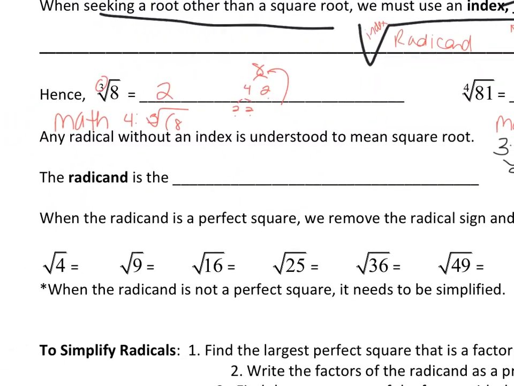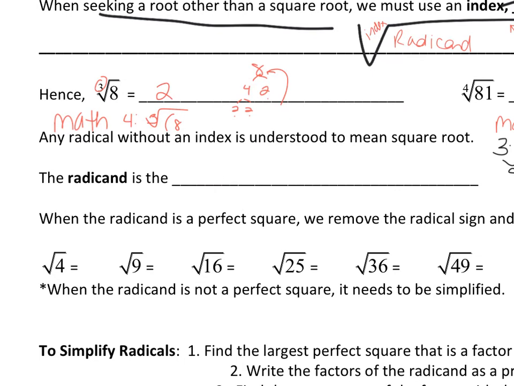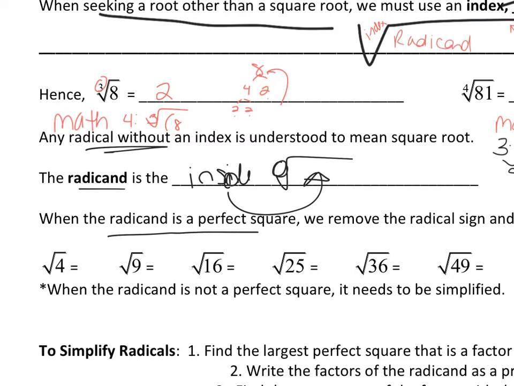Any radical without an index is understood to be the square root. The radicand is the inside of the radical, so the radicand's in there. But again, any radical without a number here is understood to be a square root. So when the radicand is a perfect square, we remove the radical sign and we can make a value.